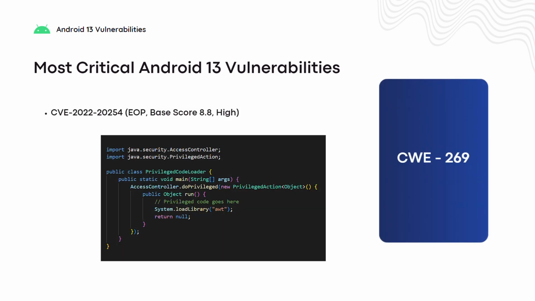Here's a simple code demonstration illustrating the weakness. In the given code, the run method loads a library using System.loadLibrary, AWT, without verifying the legitimacy or safety of the library. This could be potentially dangerous if an attacker can manipulate the library loading process and inject malicious code.